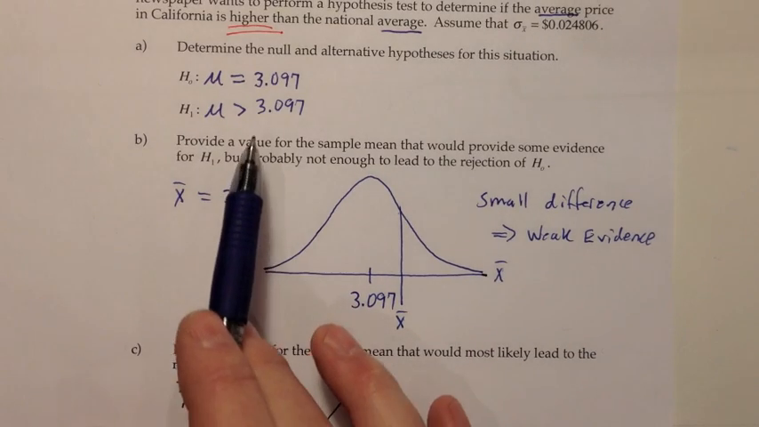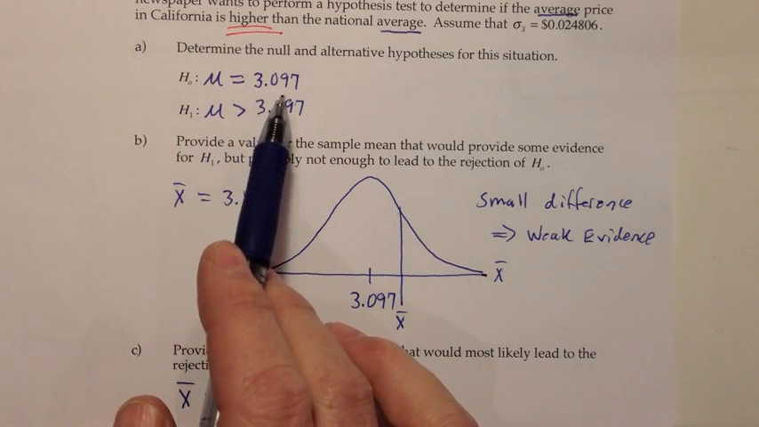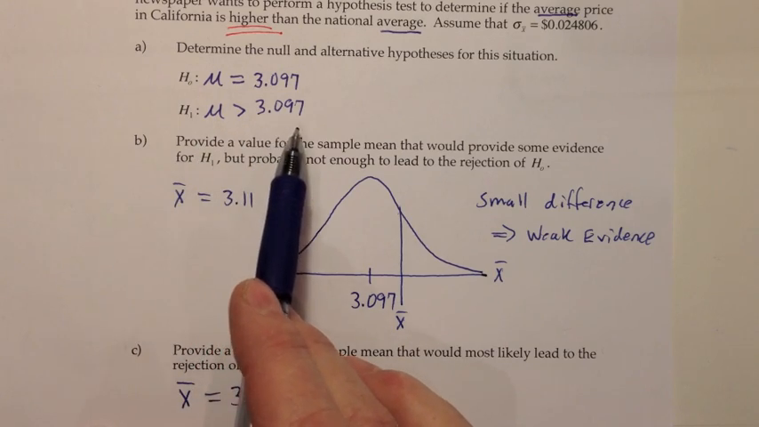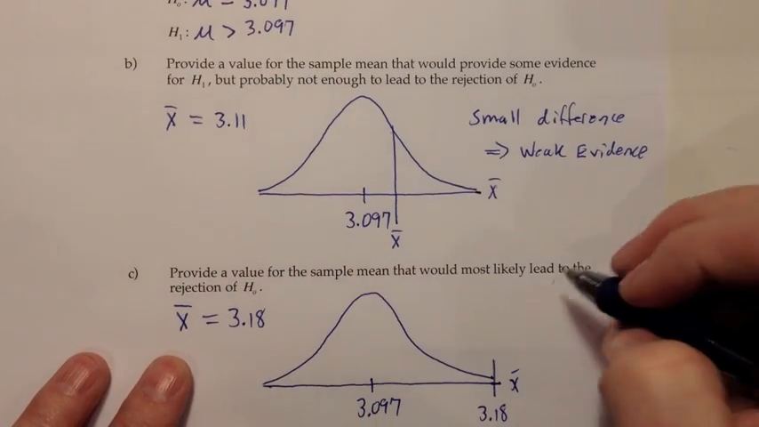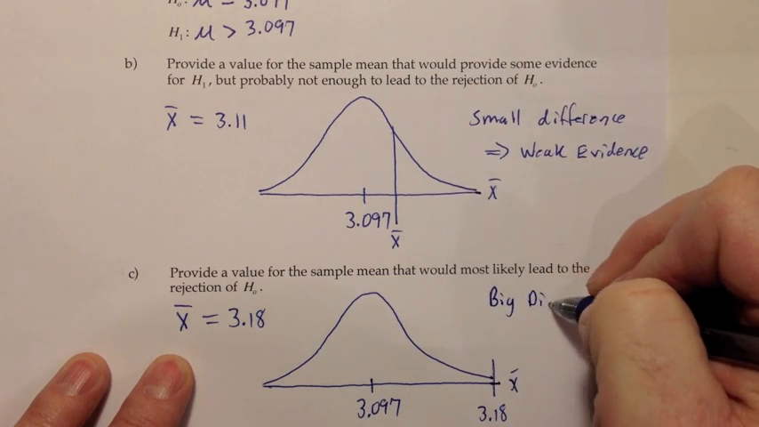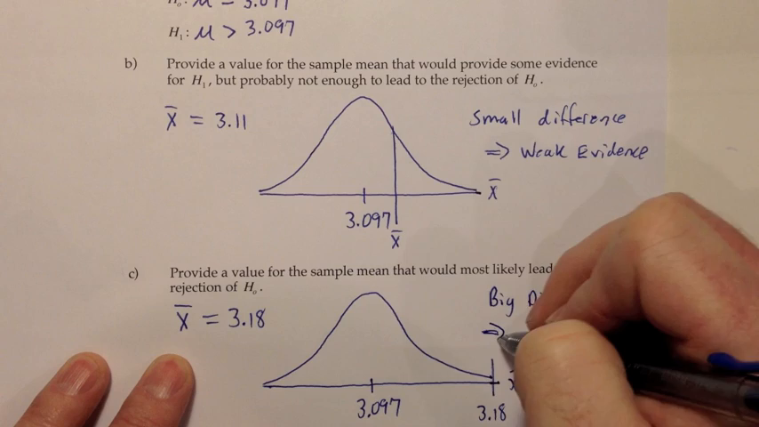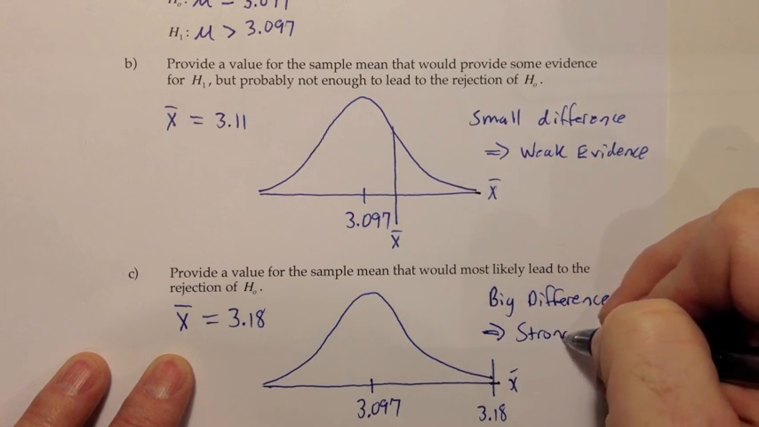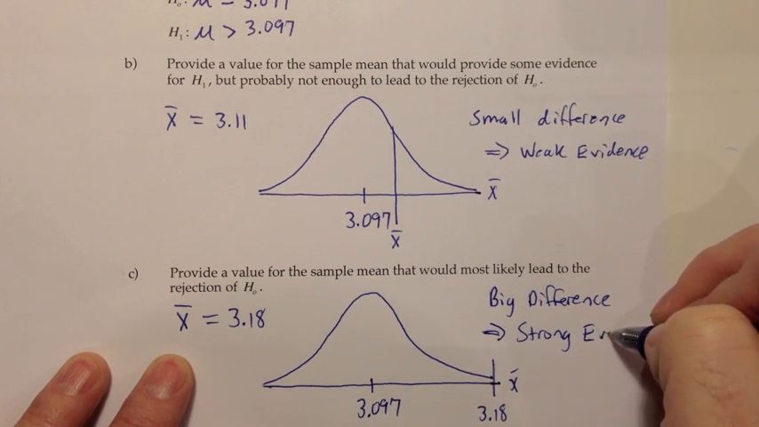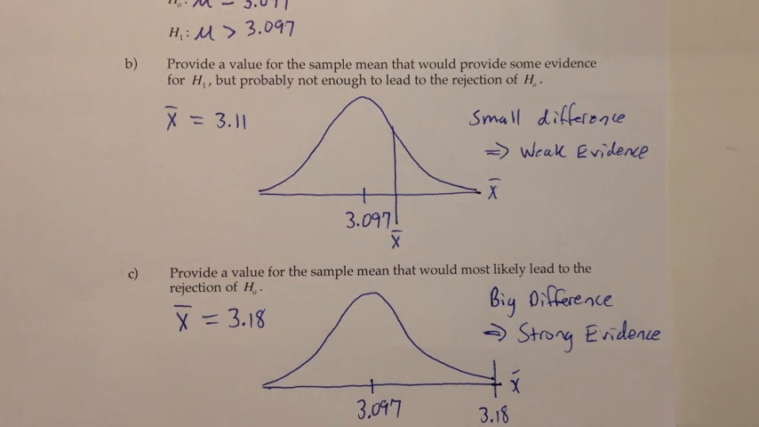And if we don't think the reason we're landing that far to the right is random, then another possible explanation which we'd want to look for is that maybe the mean isn't really 3.097, maybe the mean is greater than 3.097. So when we get a big difference, which we did here, that implies that we have strong evidence, and that would be, I think, strong enough evidence to be able to reject H0.